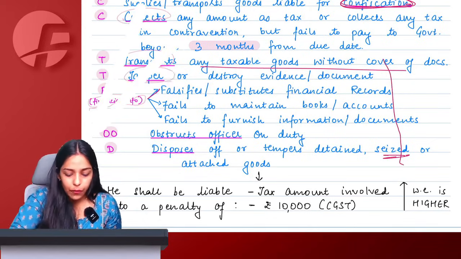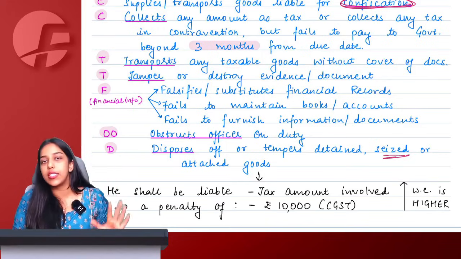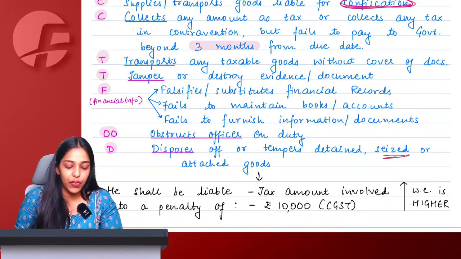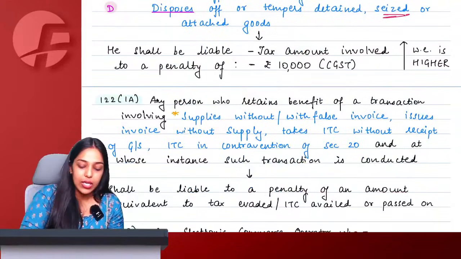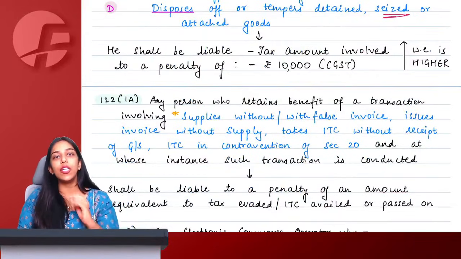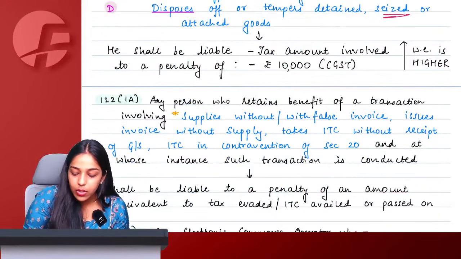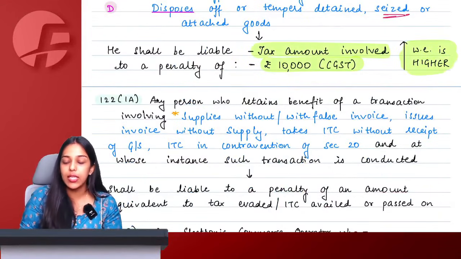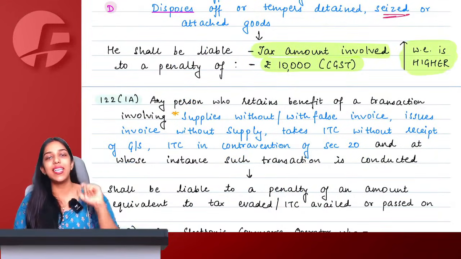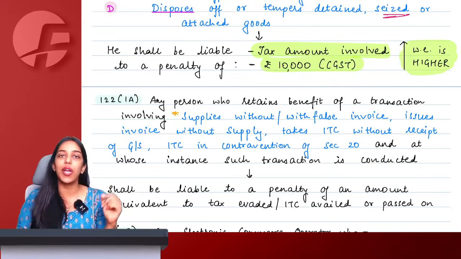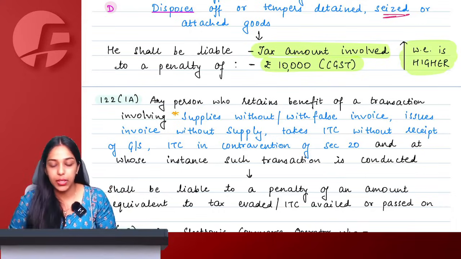So for all the strict food offences, there is a single penalty saying that the person doing any of these offences will be liable for a penalty of 10,000 or tax involved, whichever is higher, and this amount is under CGST Act. So if the question is for IGST, you will have to double the figures.